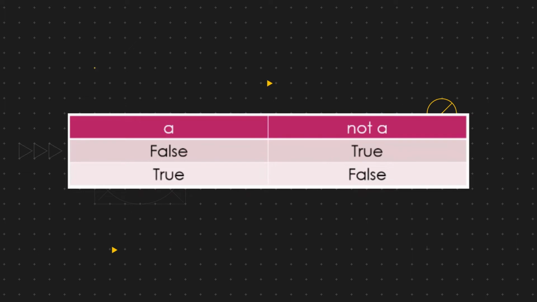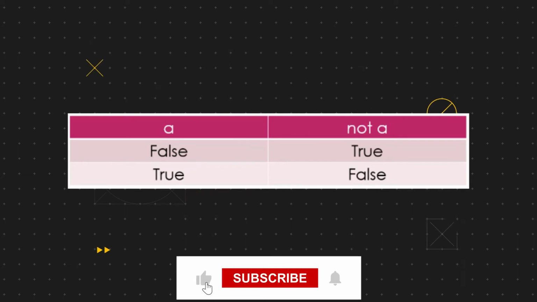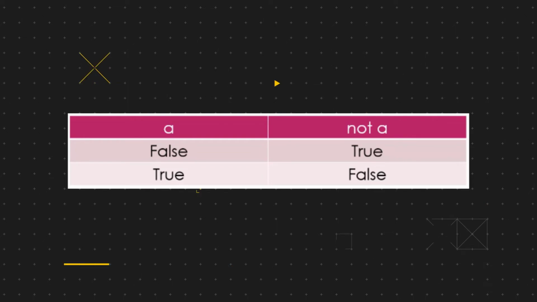Now the NOT operator looks for the inverse. So the inverse of false is true and the inverse of true is false. Now we are going to look at some statements in our VS Code.